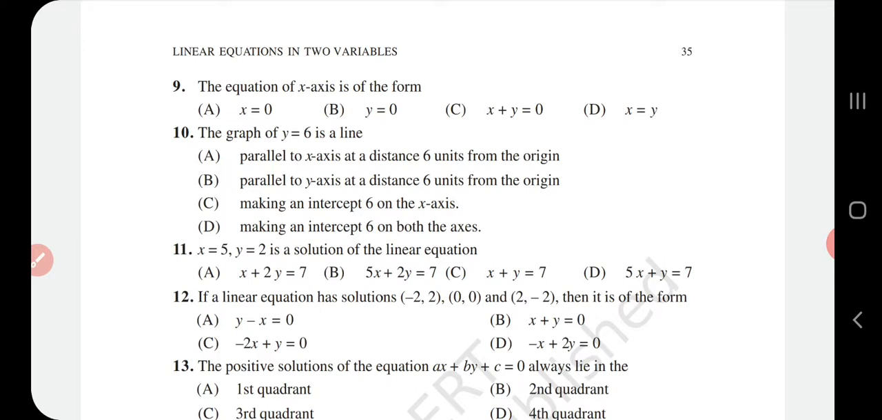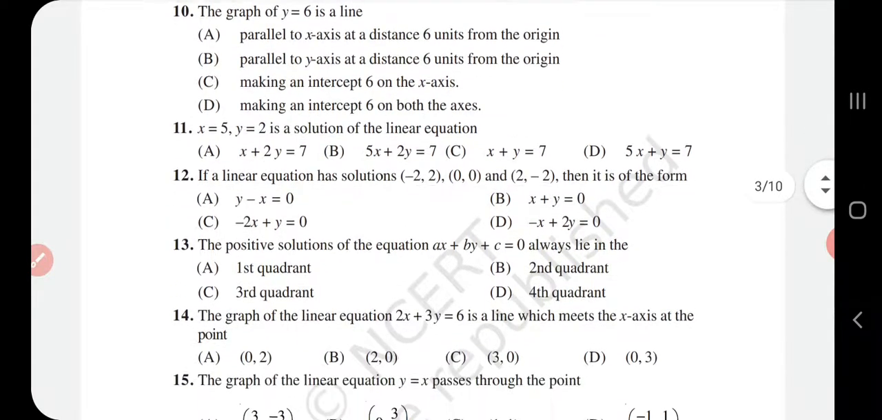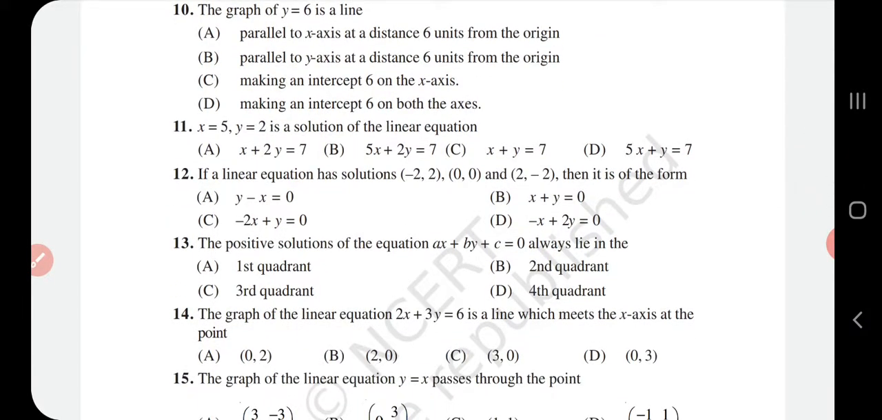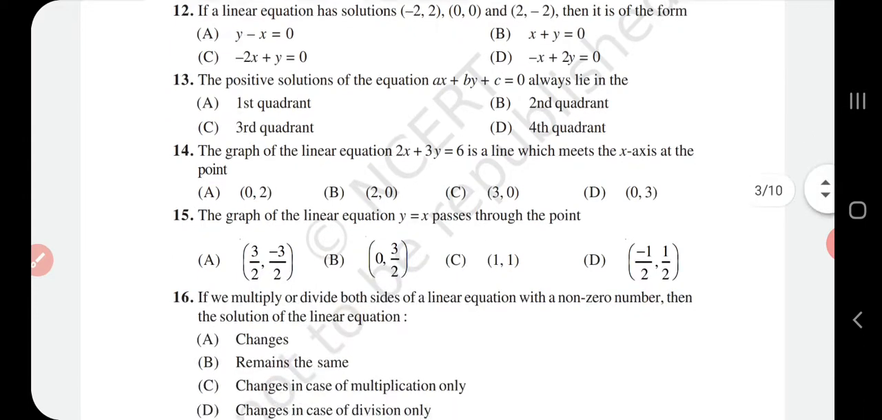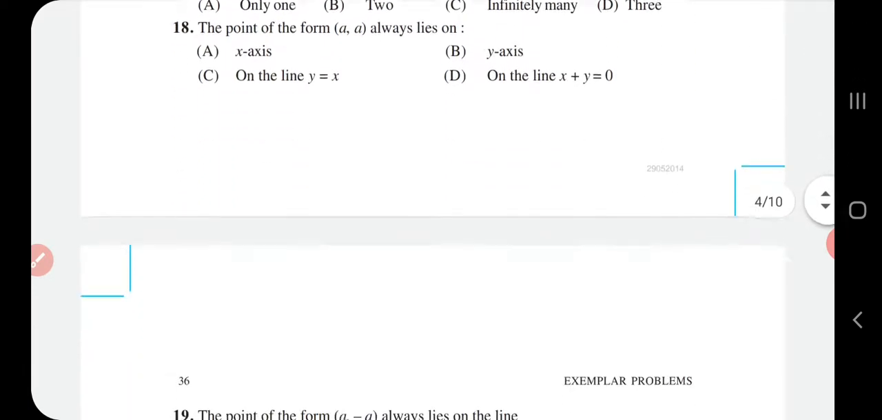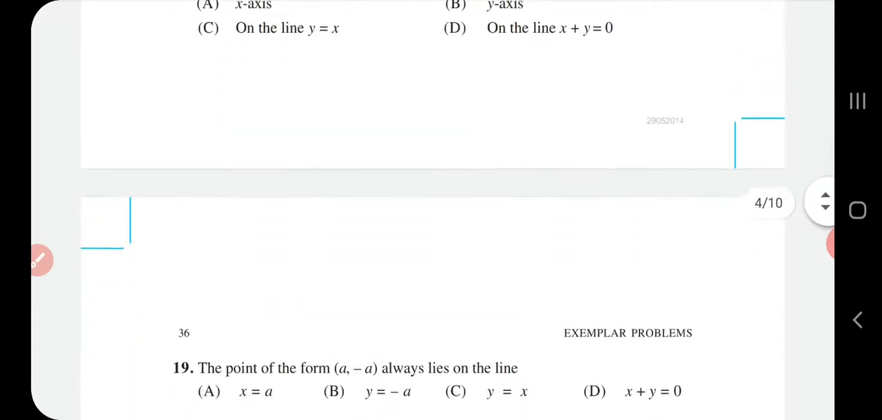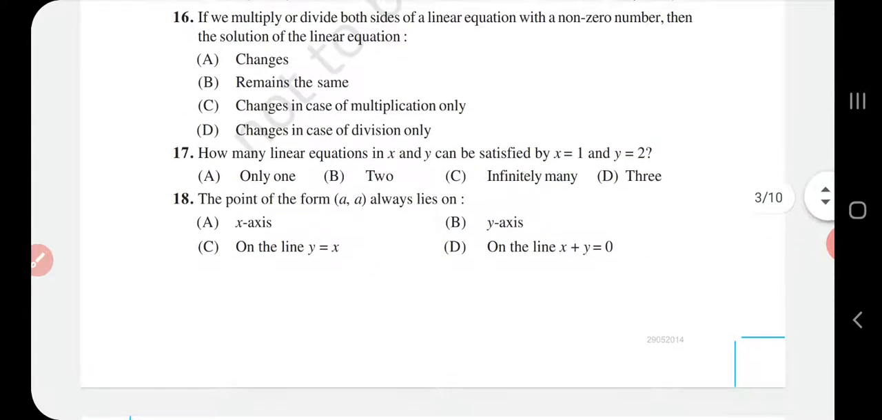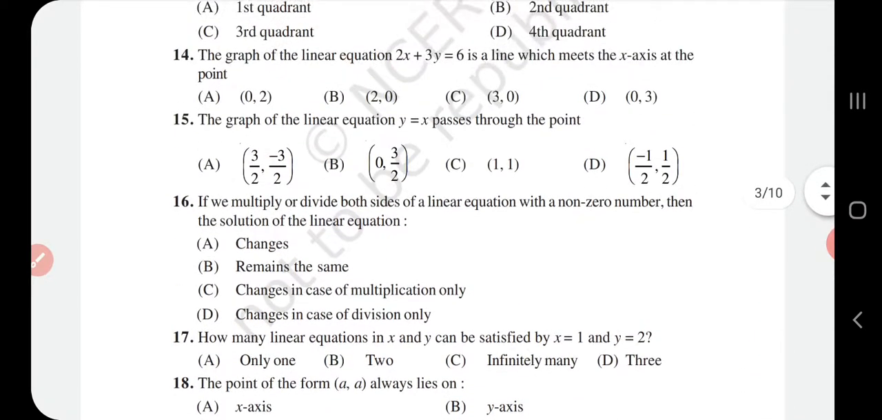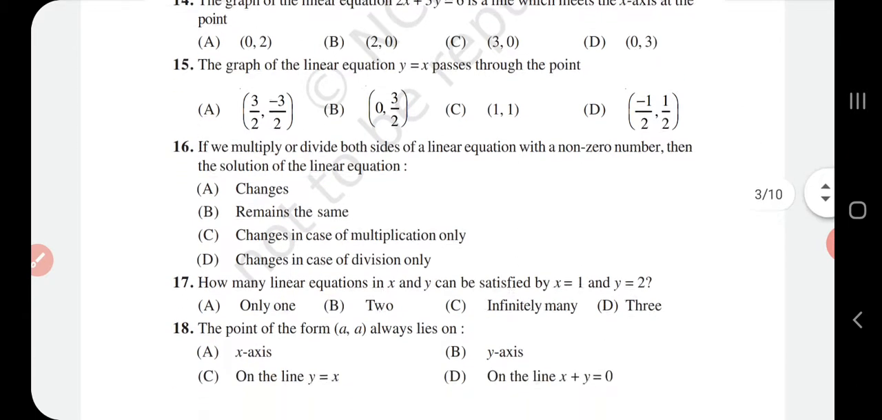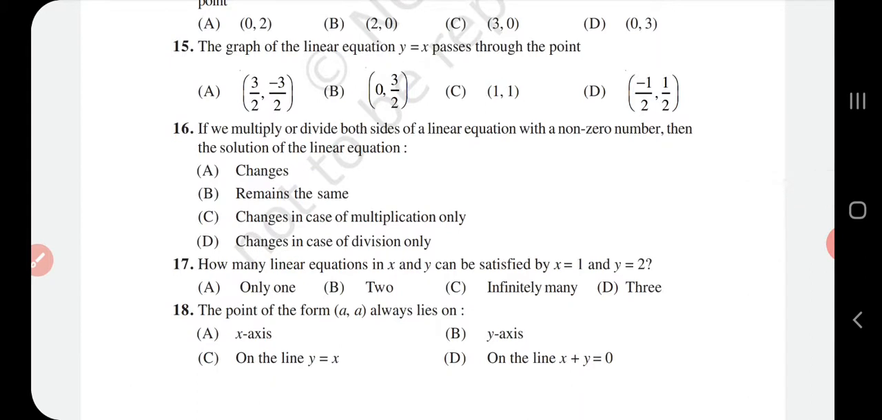Now see the question number 11, 12, 13, 14 and 15. There are total 19 questions. Complete these questions by yourself. See the question 14, 15, 16, 17 and 18.